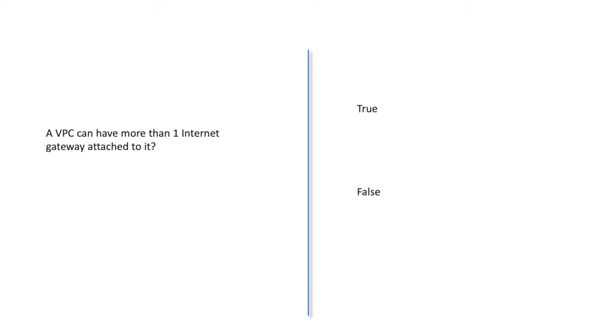A VPC can have more than one internet gateway attached to it. No, it cannot. So the correct answer is false. As I mentioned, a VPC can have just one internet gateway at a time, not more than that, because it is highly available. It is a managed AWS service, and they have really handled it well. So you do not need more than one, because you only need to establish one outside connection. One internet gateway is good enough.